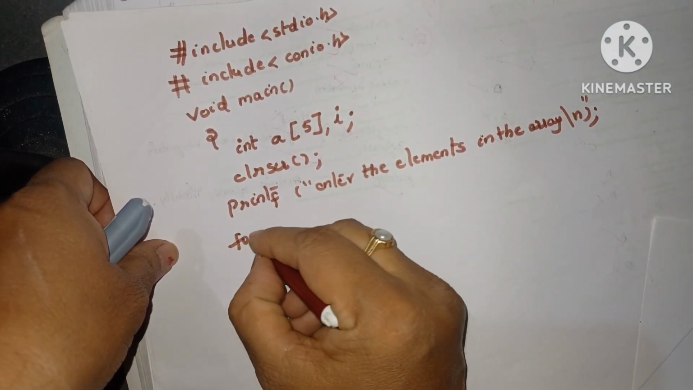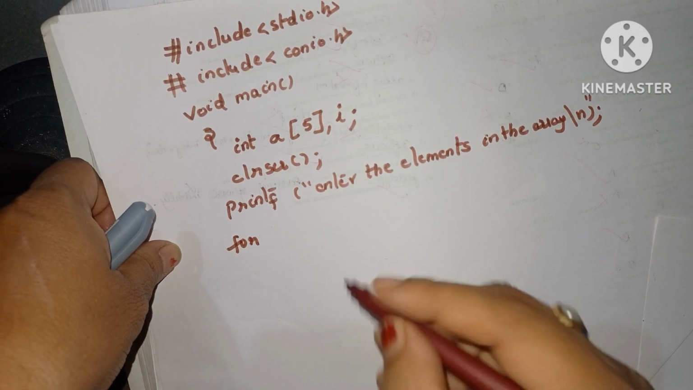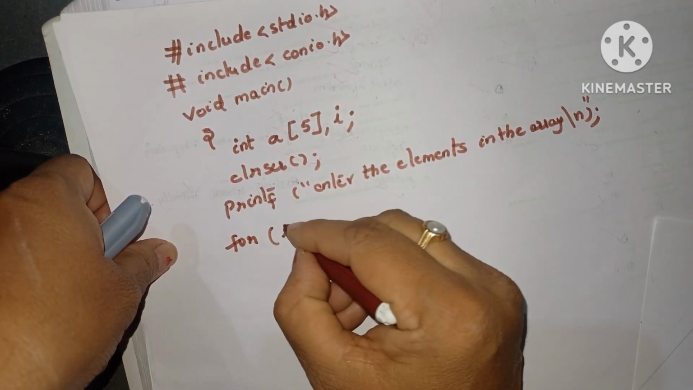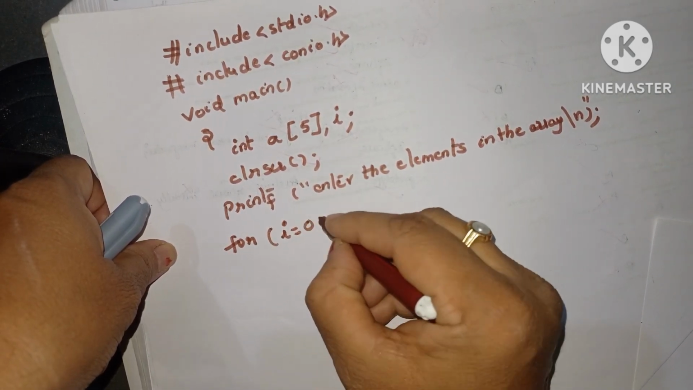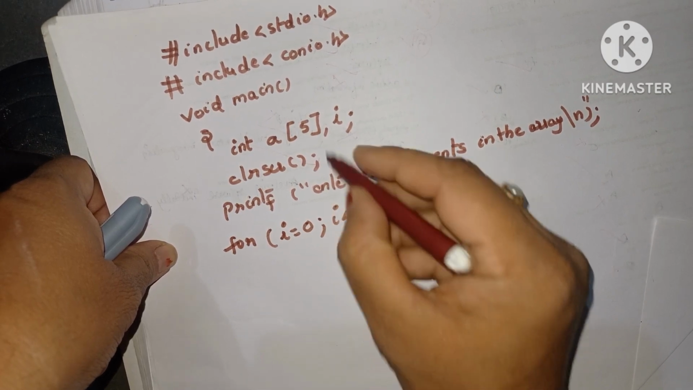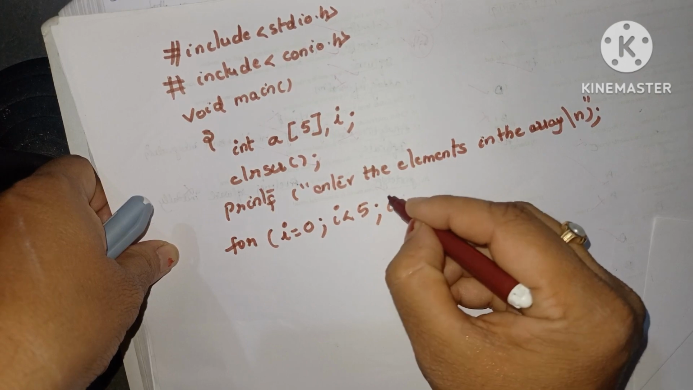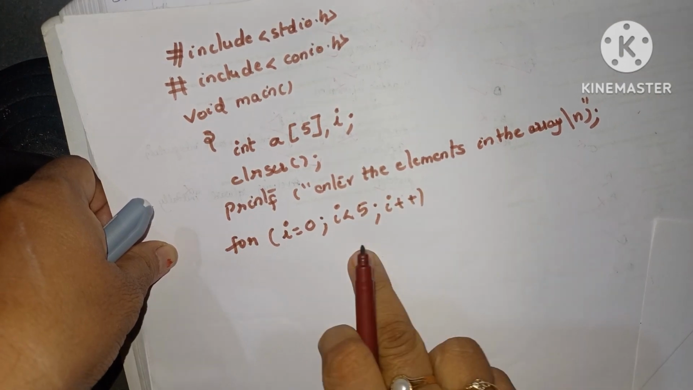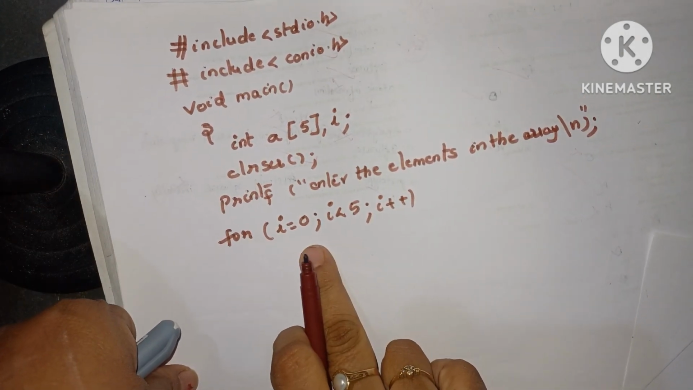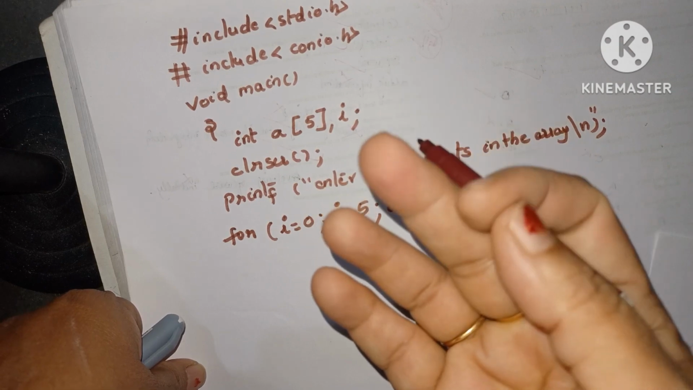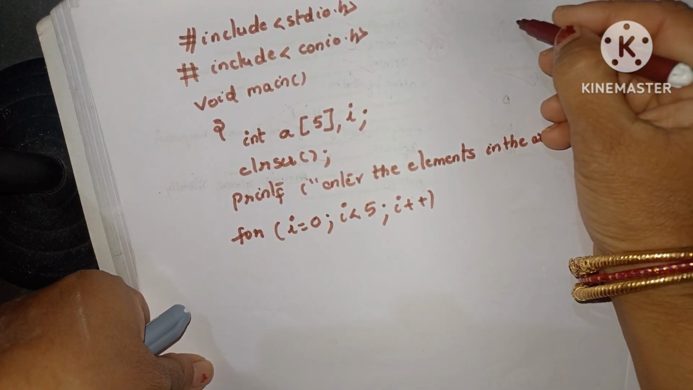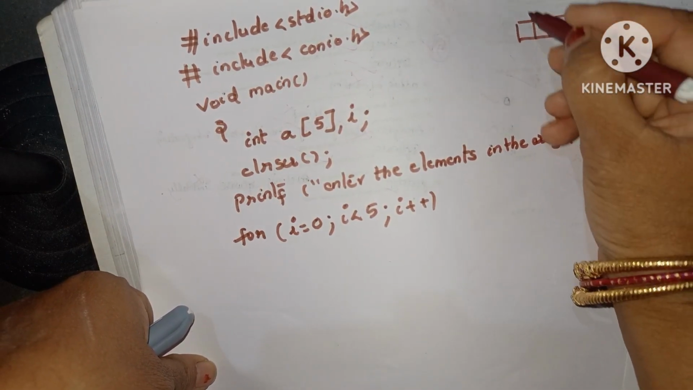Now we go for a for loop because an array is a collection of elements. Array elements always start with 0. i value is 0. i less than how many elements? What is the size of my array? 5. i less than 5, i plus plus. Why less than 5? Because we start from 0: 0, 1, 2, 3, 4, totally 5 elements.